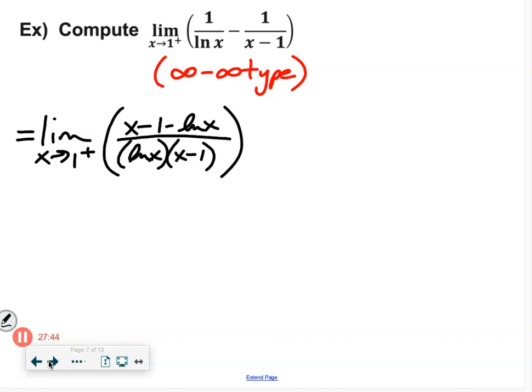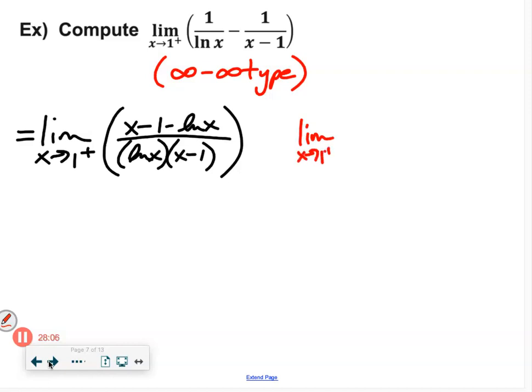If we're okay with LCDs, plug in a 1 on top. What do you get? 0. Plug in a 1 on the bottom. What do you get? 0 over 0 means we can L'Hopital. But before we L'Hopital, we have to justify.